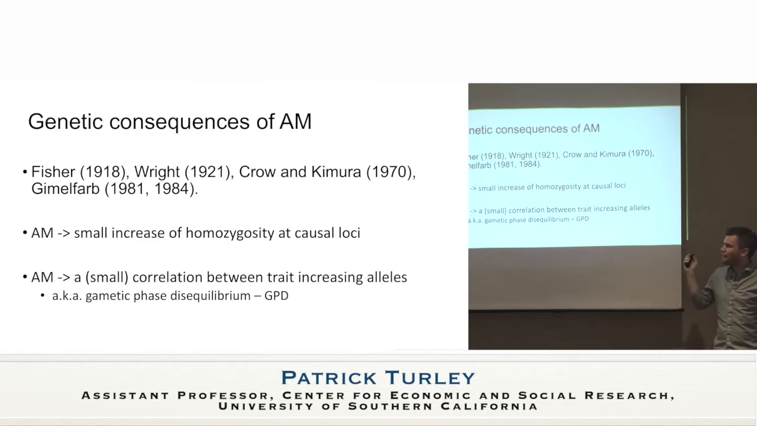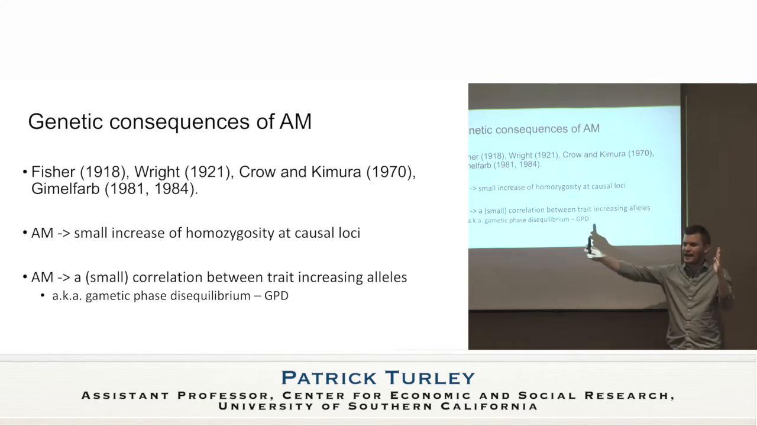But there are two big consequences of assortative mating on the genome that are going to have influences on our genetic studies. One is that assortative mating increases homozygosity at causal loci. Imagine there's a SNP that increases height. If assortative mating is happening, then a person who has this height-increasing SNP will also likely have a spouse with a height-increasing SNP, and therefore it's more likely that they'll pass both of those on to their children. Same if you don't have it.